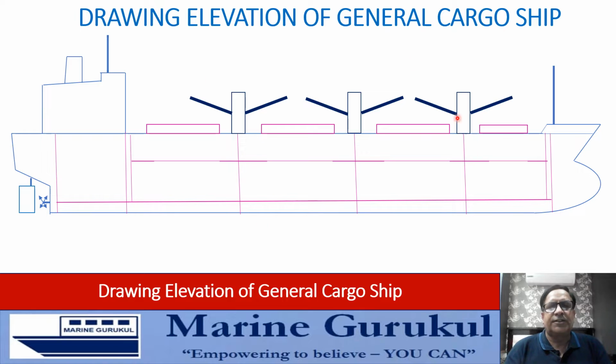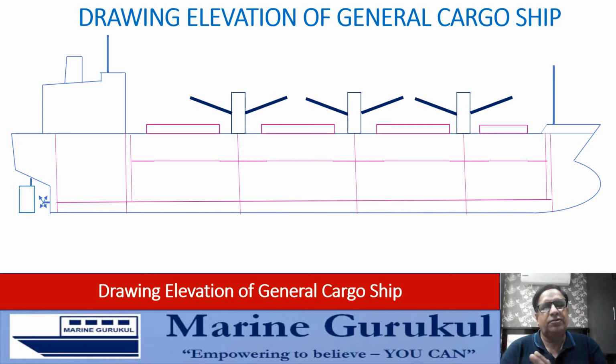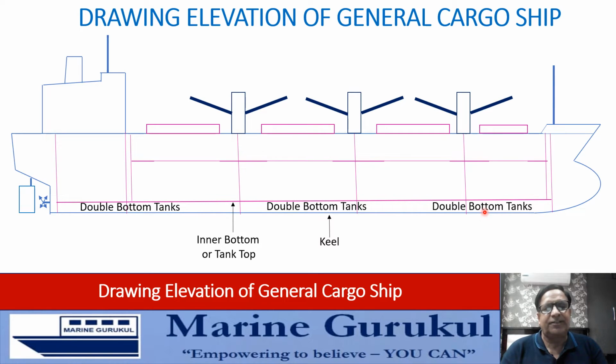Now, with all this, what we have shown is what would be there in the profile view of a general cargo ship. And now, having drawn this, we start with the labeling of the parts. The labeling of this diagram obviously is going to give us another opportunity to learn each of the parts again. So we have the keel of the ship, then we have the inner bottom or the tank top, and the space between the two bottoms is the double bottom space divided into tanks called the double bottom tanks.